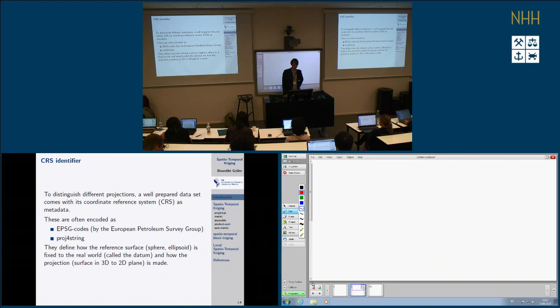And typically, your coordinate reference system comes as a coordinate reference system identifier, as an EPSG code or a proj4string that should be somewhere in the metadata of the data set that you're looking at. And if you have made it a SpatialPointsDataFrame in R, you have a slot where the place is for the coordinate reference system. And once you have provided the correct identified coordinate reference system, you are able to transform between different projections, reference systems, and so on.